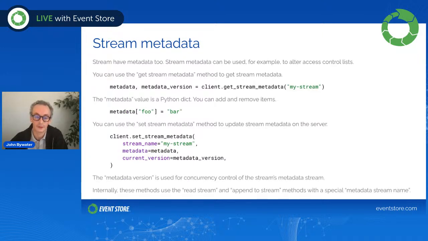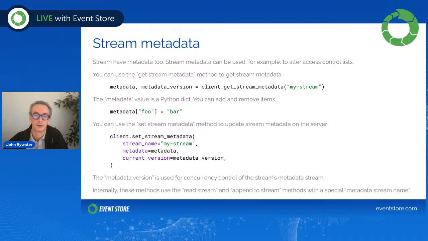And user info, user access control, the access control lists can be changed using metadata. The streams have metadata too. So we've seen that events have metadata, streams have metadata too. Stream metadata can be used to alter access control lists as well as other things. You can get the stream metadata using the getStreamMetadata method. It returns a Python dictionary and an integer version number, which is basically the stream position in the metadata stream.